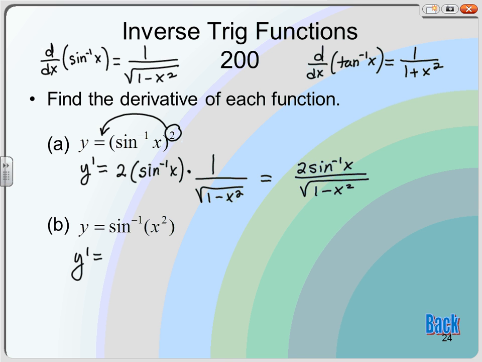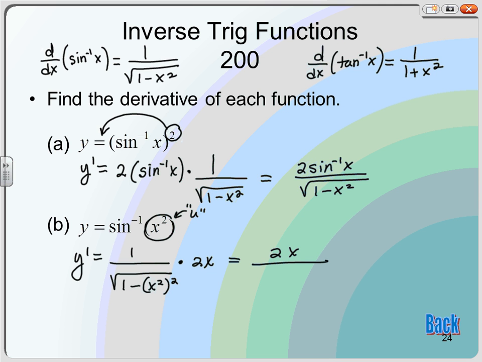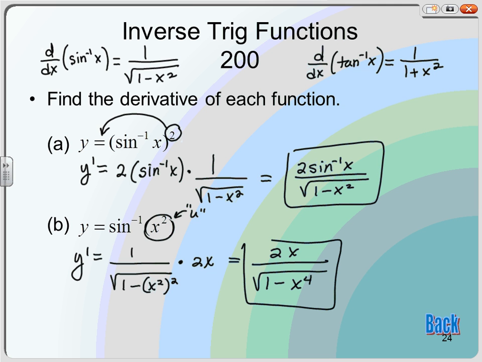This one looks similar, but it's actually very different. Inverse sine of something, this is like a u. If I was doing inverse sine of u, it would just be 1 over the square root of 1 minus u squared. So here u squared is x to the 4th. And then you always need to multiply by the derivative of u at the end. My derivative of x squared is 2x. So it's 2x all over the square root of 1 minus x to the 4th. And that's how you need it. So there are your two answers.